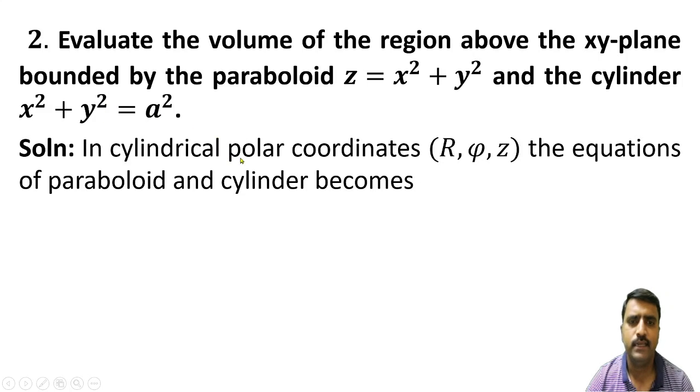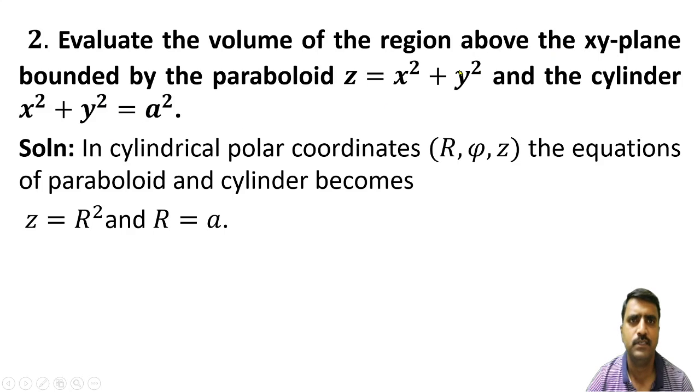In cylindrical polar coordinates, we have to change these variables, all x, y, z, in terms of r, phi, z. Okay, so then what happens? You see x square plus y square. You know that x square plus y square is equal to r square. I already solved this in the last problem. If you substitute x square plus y square is equal to r here, it becomes r square is equal to a square.